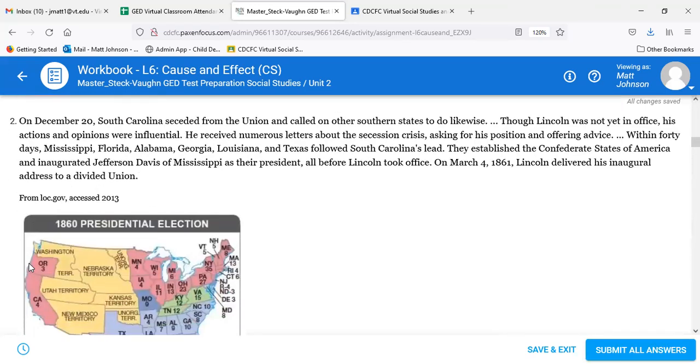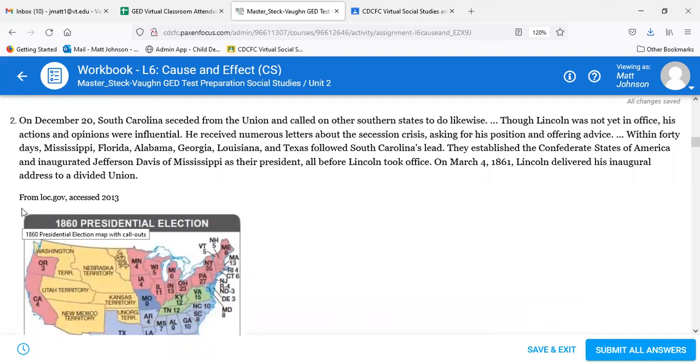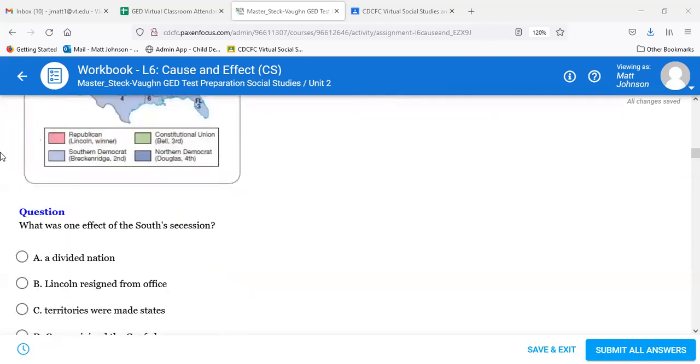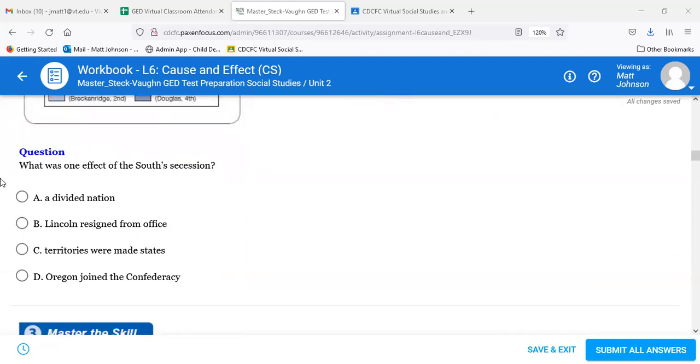Okay. Once again, our same passage here and same map. So let's see here. Let's go with Grace. You want to take this one? Number 2. Okay. Number 2. What was one effect of the South secession?